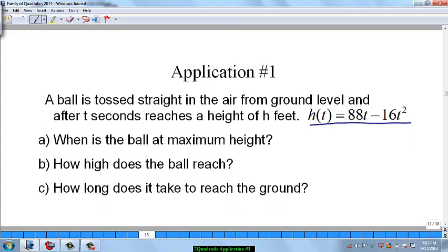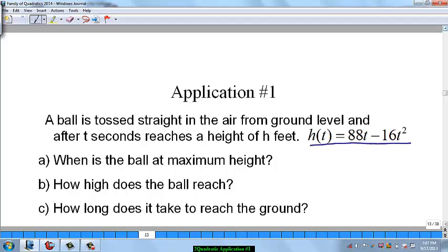When is the ball at maximum height? How high does the ball reach? And how long does it take to reach the ground? Before we do any of that, let's talk about our quadratic basics.